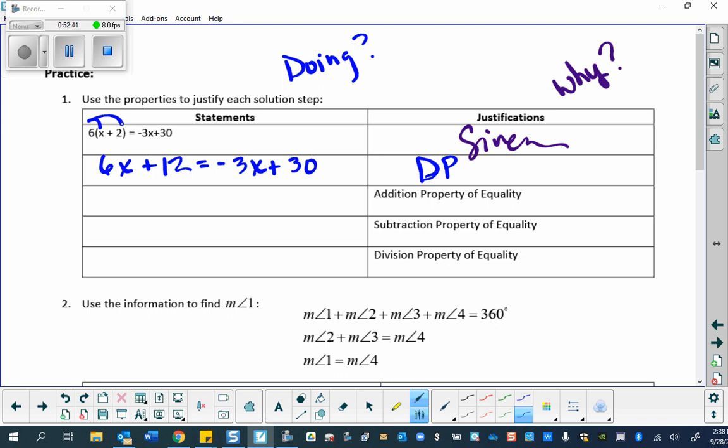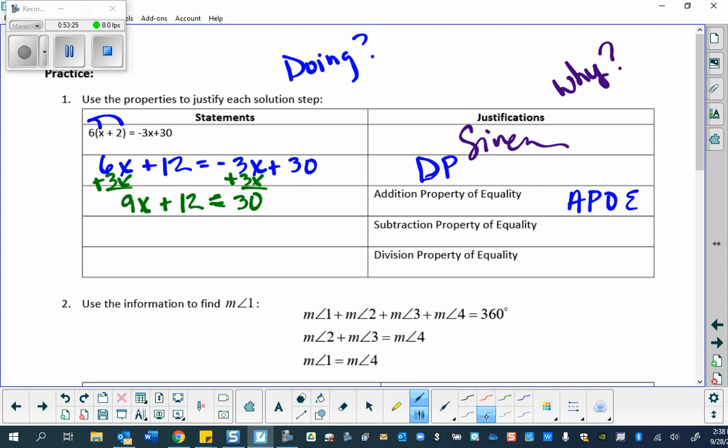Now this one's kind of nice because it tells us what to do next. I need to solve this, and I'm going to be doing it by adding the same thing to each side. What would you like to add in order for me to solve this next? What should I add? Go ahead, Cole. Yeah. Let's go ahead and combine our x's and call this 9x plus 12 is equal to 30. How come I can do that? My addition property of equality says so.